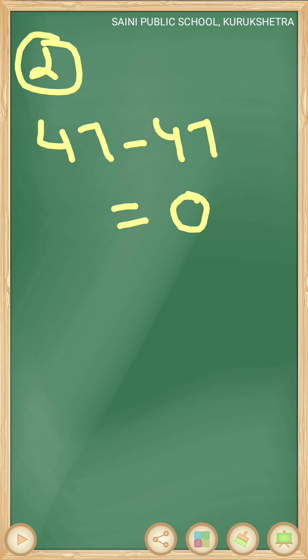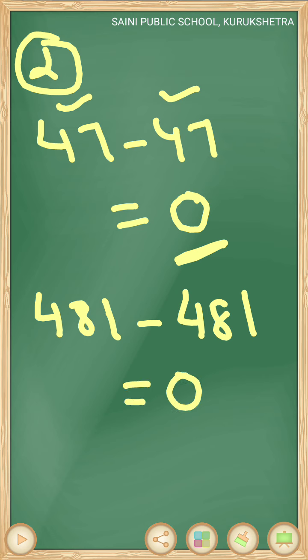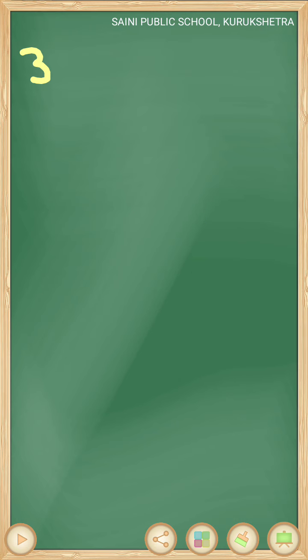Means if minuend and subtrahend are equal, then the difference is always 0. For 3-digit number, for example 481 minus 481, then the answer is again 0. So second property says if we subtract a number from itself, the difference is always 0. Now move to third property.